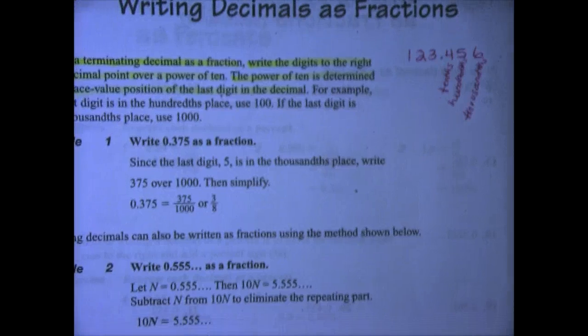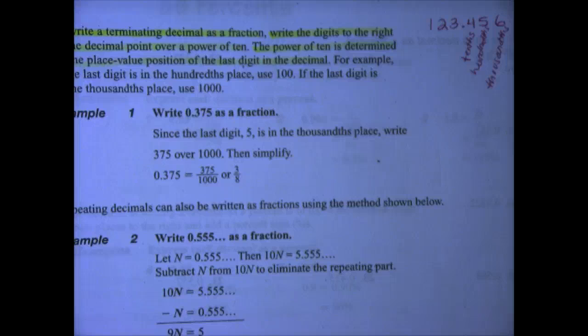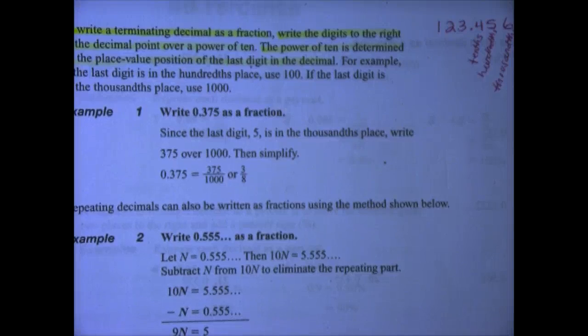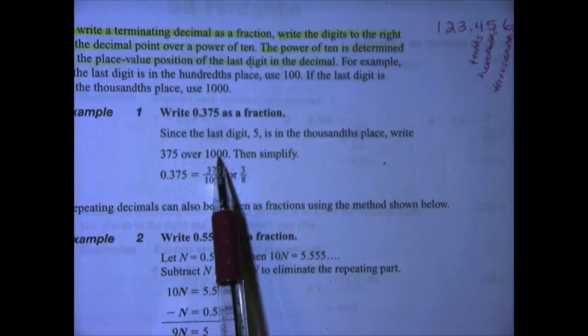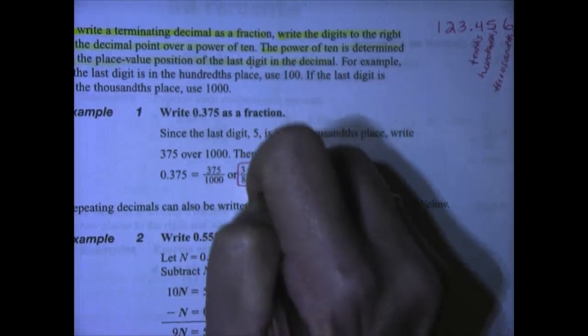So let's take a look at the first example. We're going to write 375 thousandths as a fraction. If you start reading them correctly, it becomes real simple for us to actually write them as a fraction. The first thing you should know is that 375 thousandths is 3/8. That's just one of those that you should memorize, and I'll try to give you a list of those to make it easier on you. So since the last digit 5 is in the thousandths place, we're going to write 375 over 1000, and when you simplify 375 over 1000, you get 3/8.